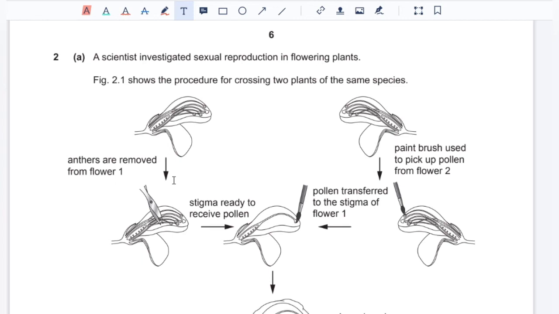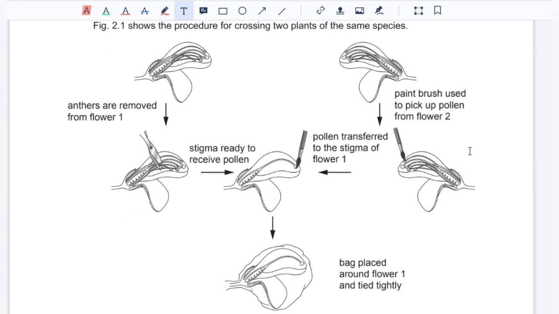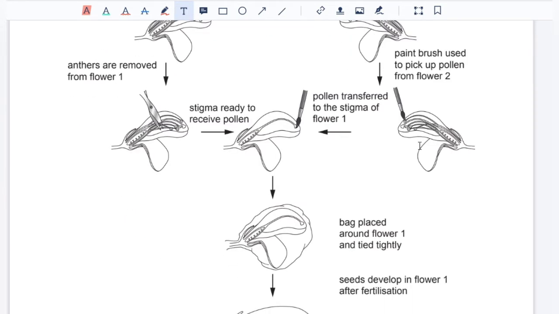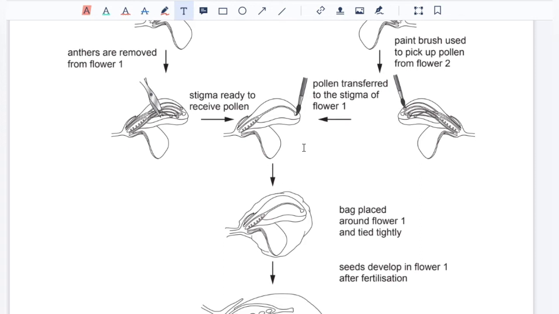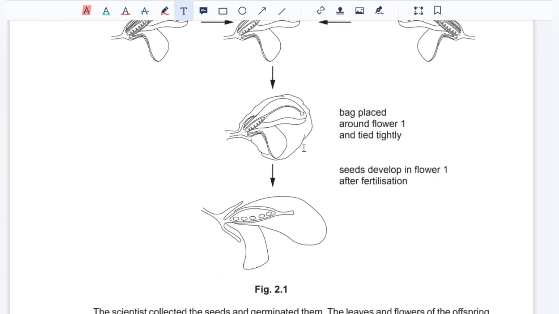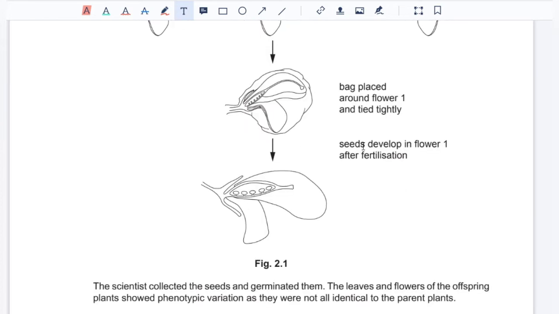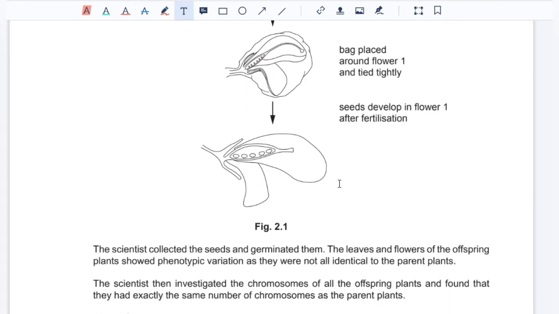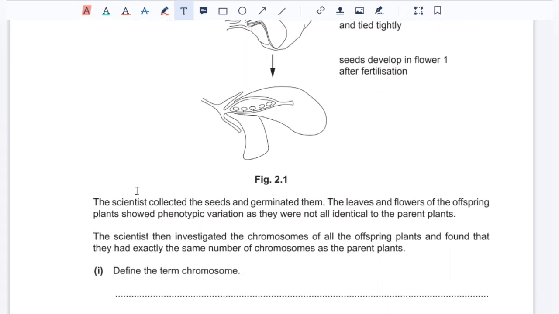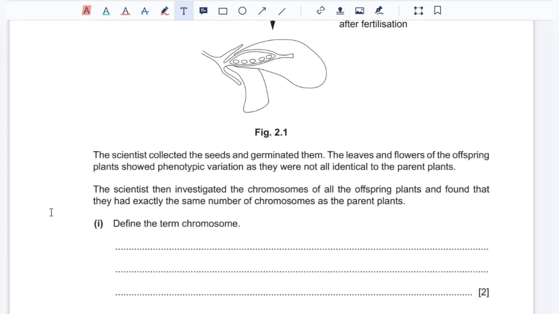2a, a scientist investigated sexual reproduction in flowering plants. Figure 2.1 shows the procedure for crossing two plants of the same species. So anthers are removed and a paintbrush is used to pick up pollen from another plant. The stigma is ready to receive the pollen, and the pollen from the second plant is transferred to the stigma of this plant, which is then covered by a bag. The seeds will develop as fertilization occurs.